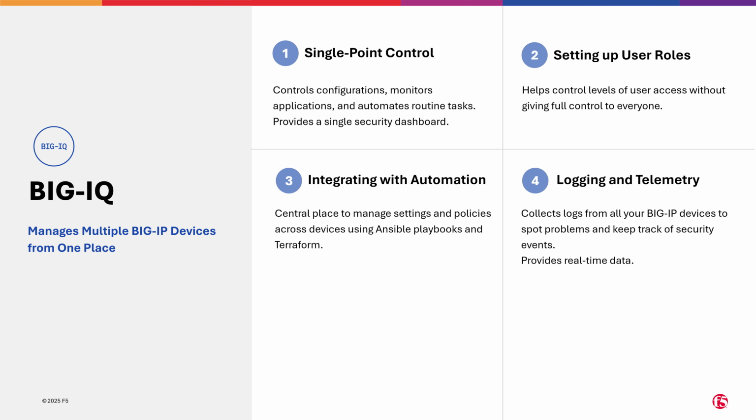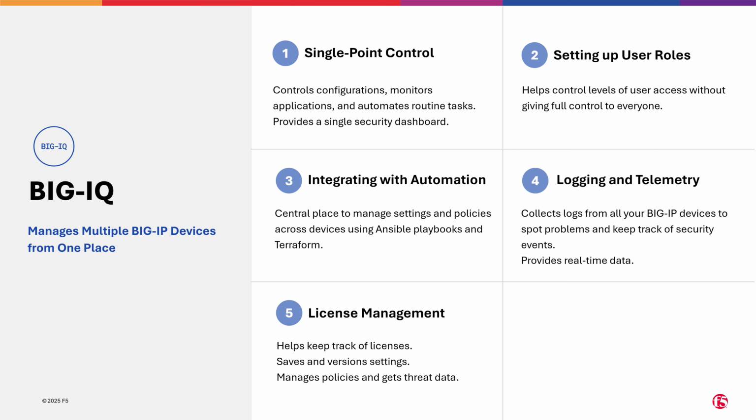BIG-IQ also helps with logging and telemetry. It collects logs from all your BIG-IP devices and shows them in one place. This makes it easier to spot problems and keep track of security events. You can see real-time data about how your devices are doing. Another helpful feature is license management. BIG-IQ makes it easy to track and update licenses. You can save and version your settings so you can go back if something goes wrong.